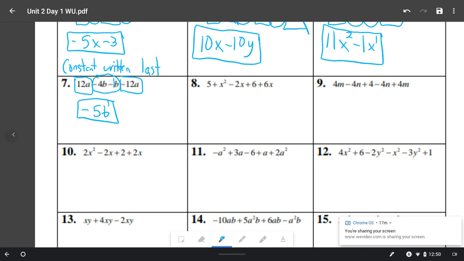And then for number 8, we have this positive x squared. I don't see any other x squareds. So that means I'm just going to write that. That's going to represent my x squareds. There's a 1 in front if you want to write it.